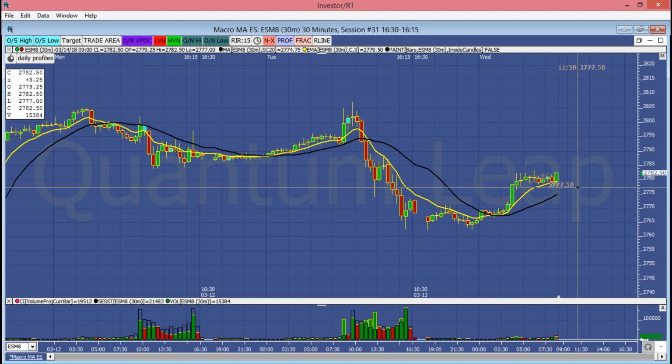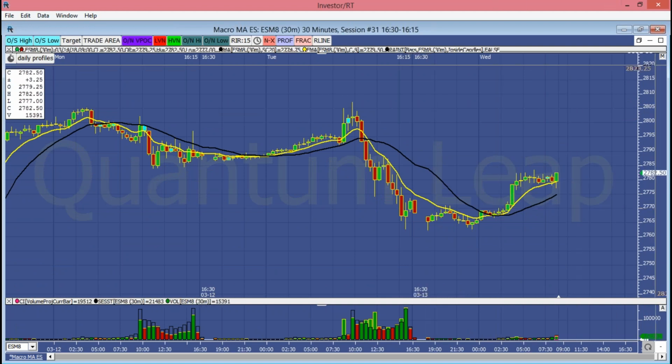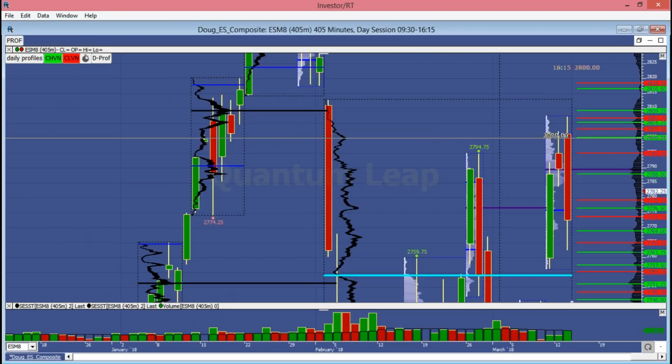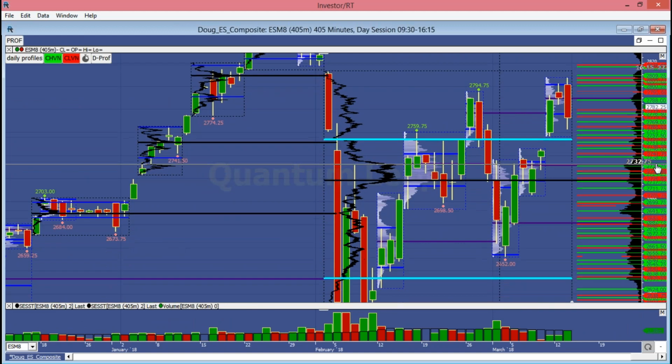So don't get your shorts bias on too strong. Can we get a rotation down today? We saw some weakness yesterday. We had a bearish engulfing day. So yes, we can. But here's the thing.